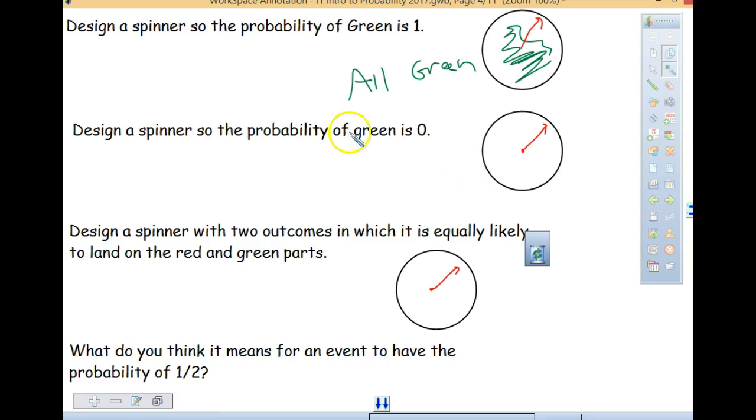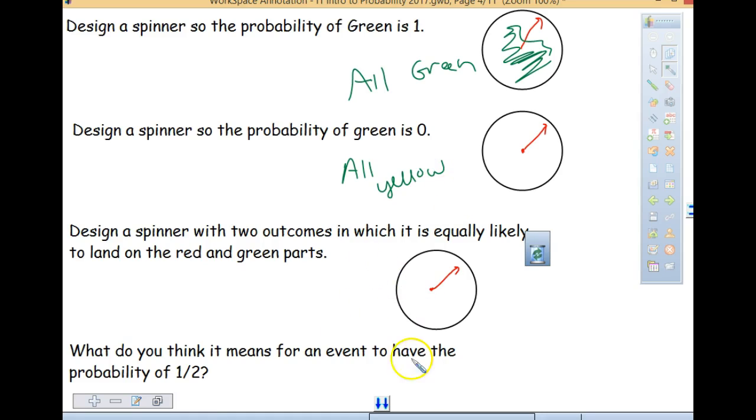This one says design a spinner where the probability of getting green is 0. That means we have to have maybe all, just not green, right? All yellow, all blue, all some other color. Okay, just leave yours down on your desk.